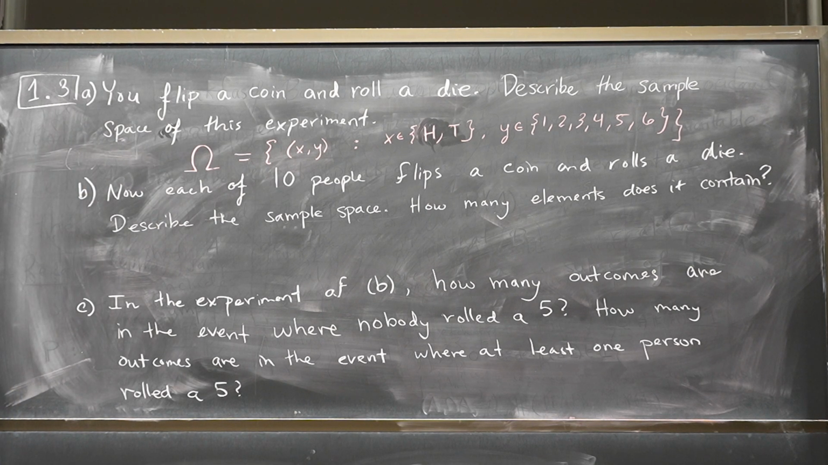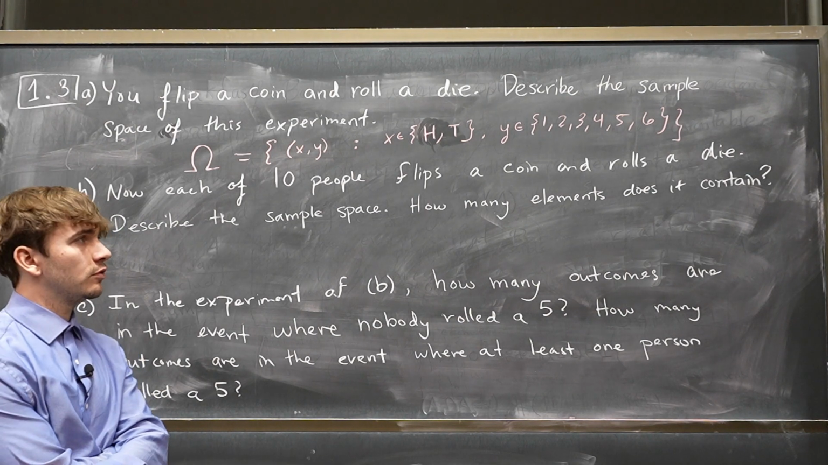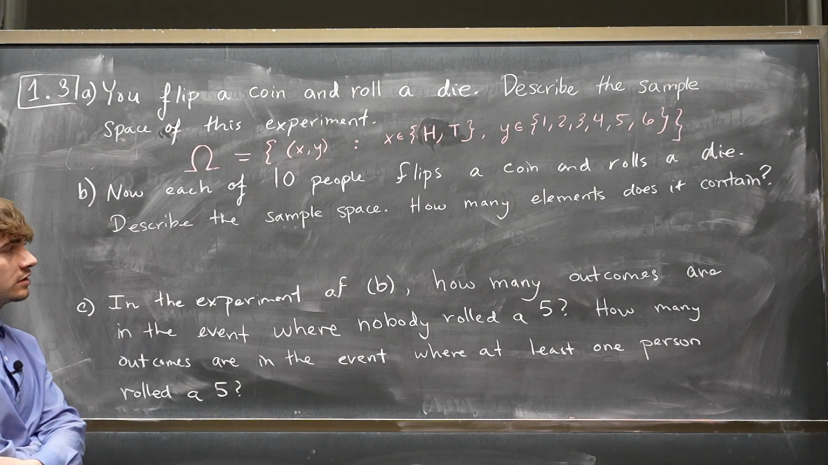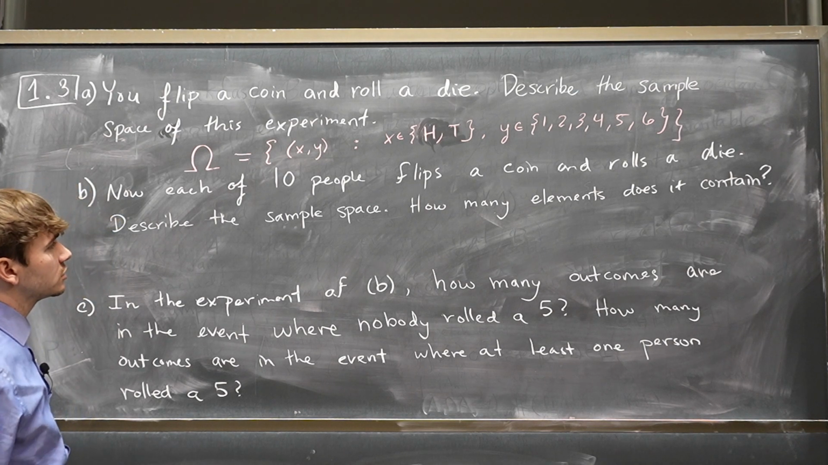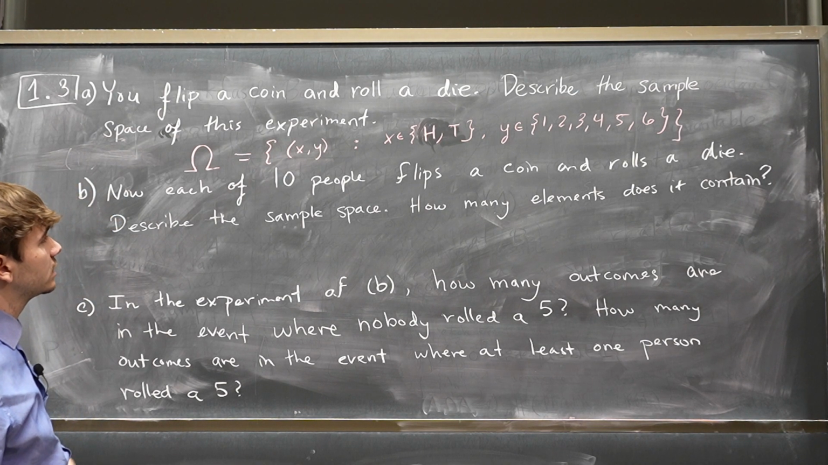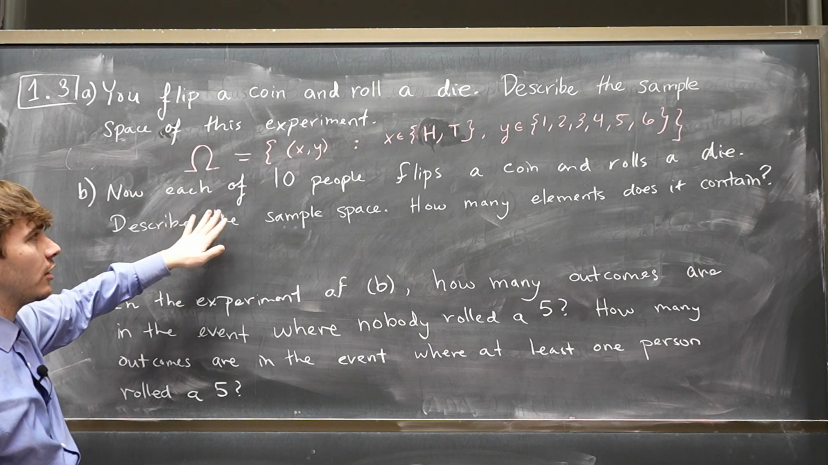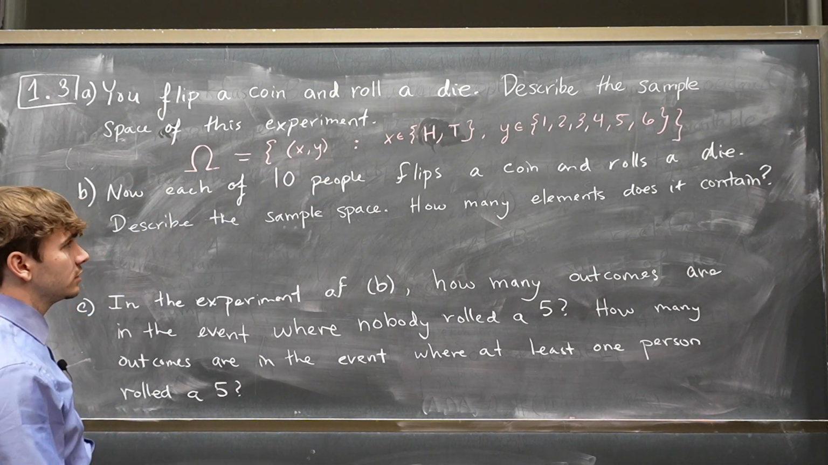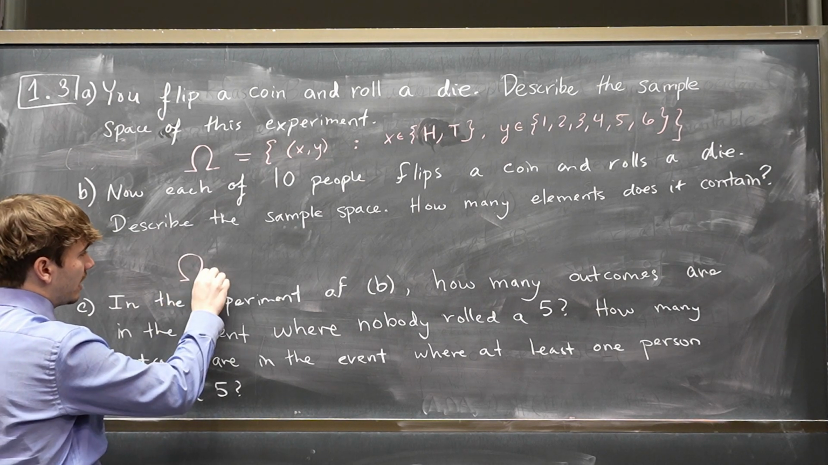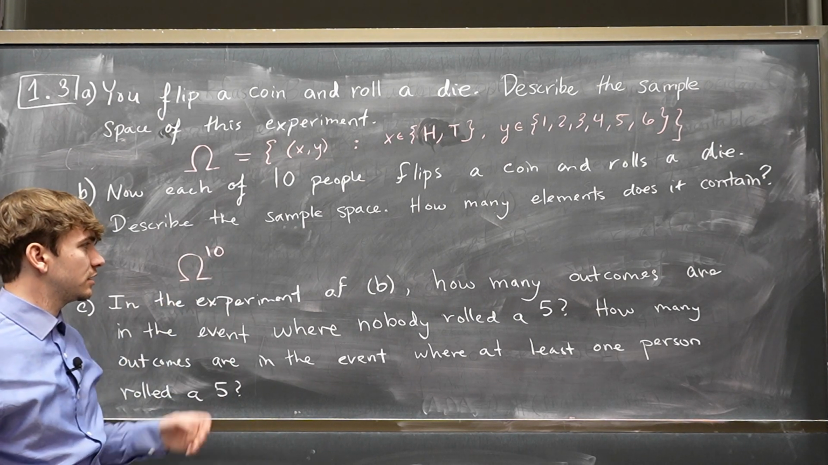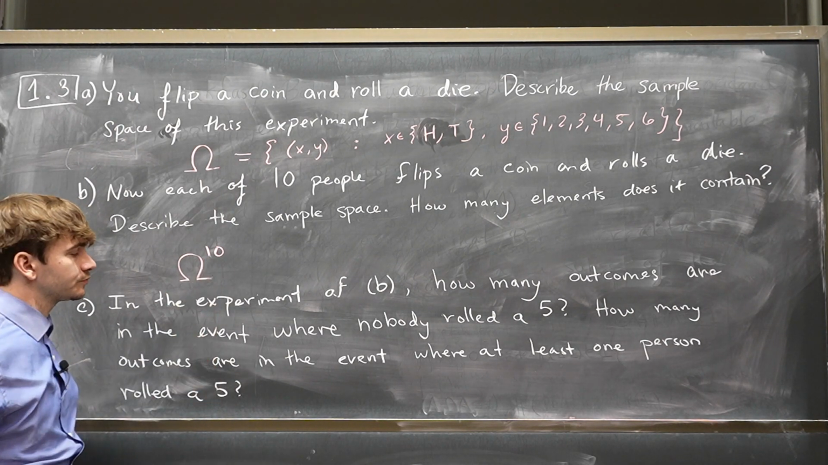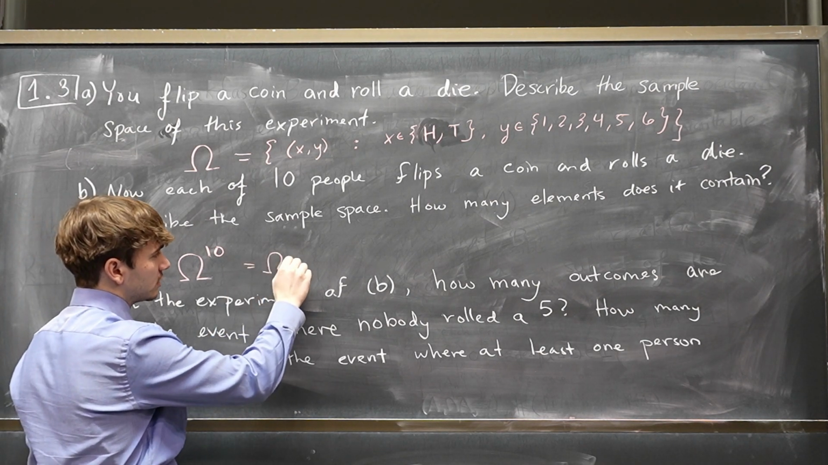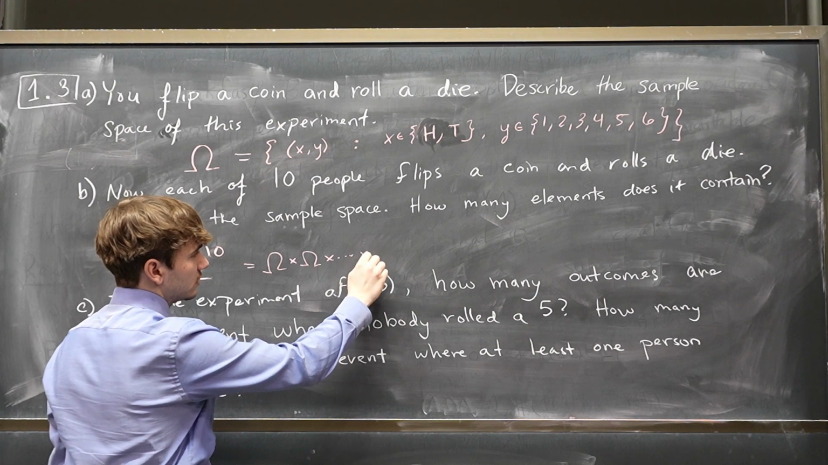All right, now let's look at part B here. So now each of 10 people flips a coin and rolls a die. Describe the sample space and describe how many elements it contains. So the sample space is essentially 10 different outcomes, each of this form. So one way to encode this would simply be omega to the power 10. This isn't a normal exponent that you might be familiar with. This just means the Cartesian product of omega with itself 10 times.